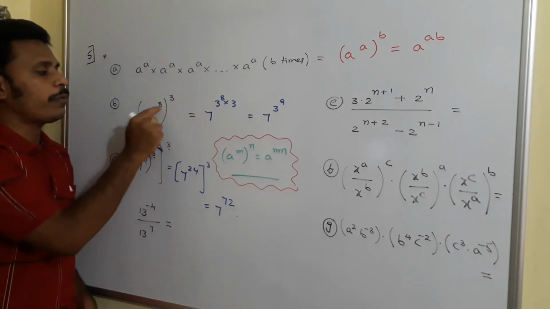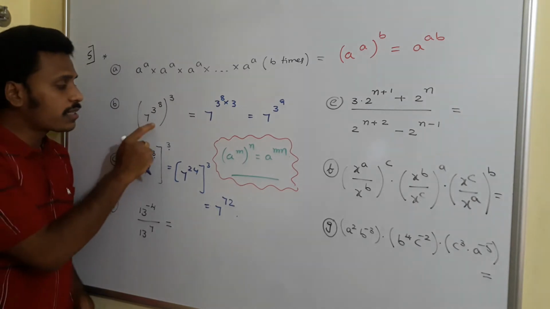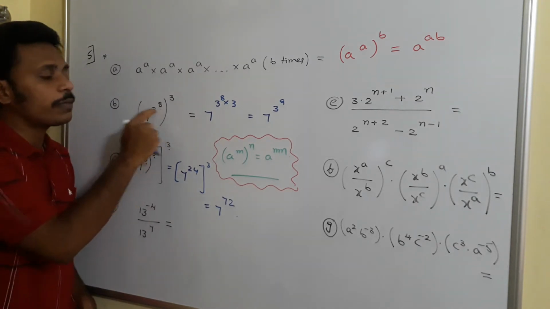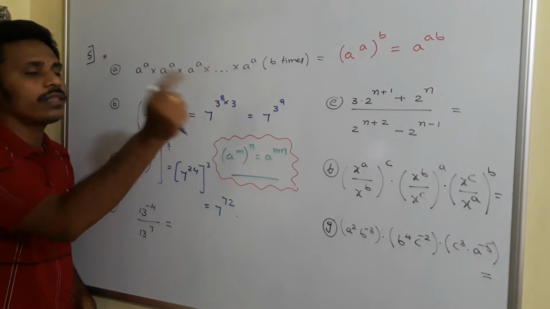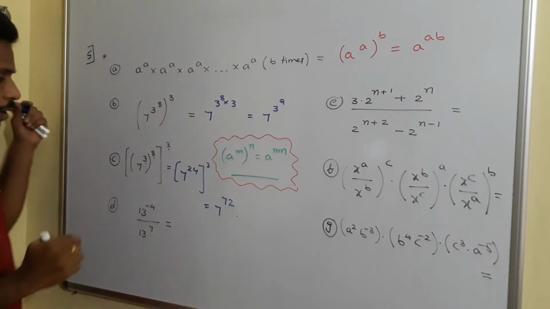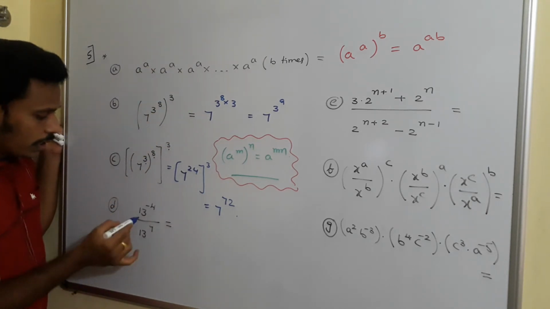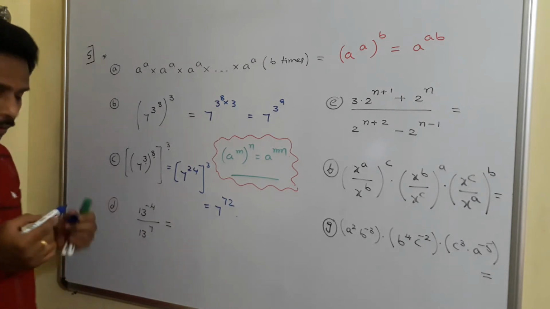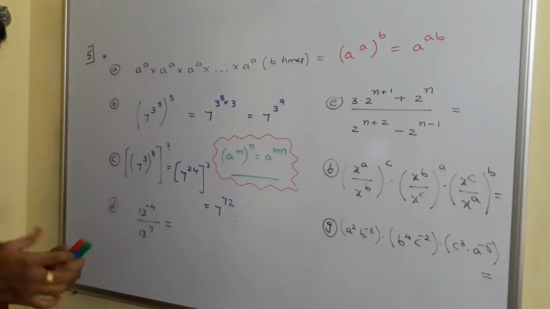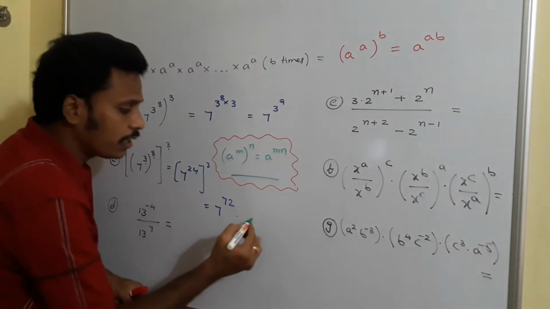But part B is a bit different. Here, 7 power 3 power 8, no bracket is maintained. In this case, 7 is the only base and 3 power 8 is the power. Multiply that power with the 3, and you have 7 power 3 power 9. And now coming to 13 power minus 4 and 13 power 7. We have different laws of exponents, and I mentioned another law here.